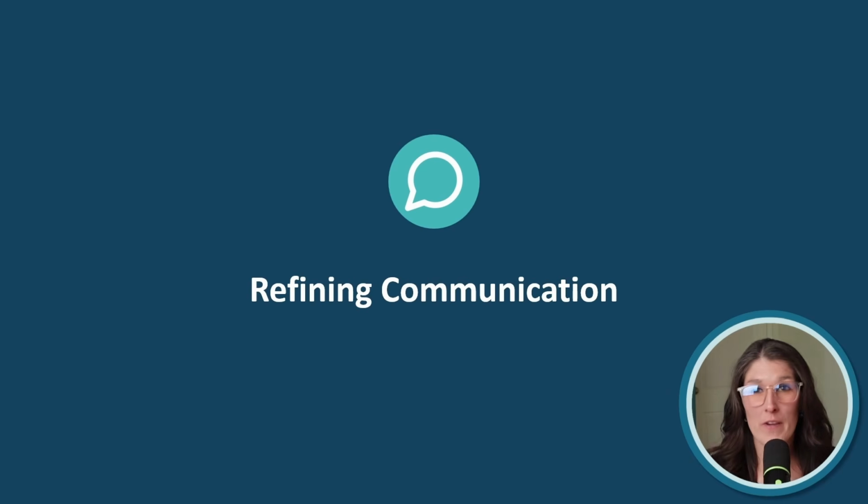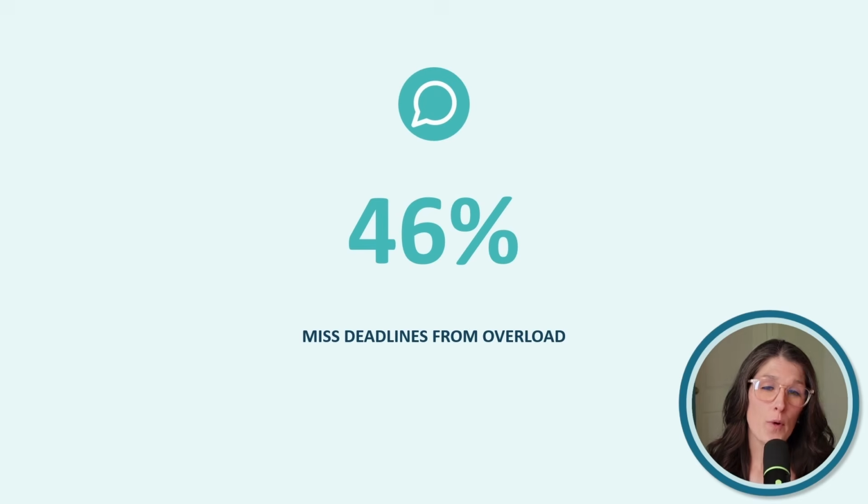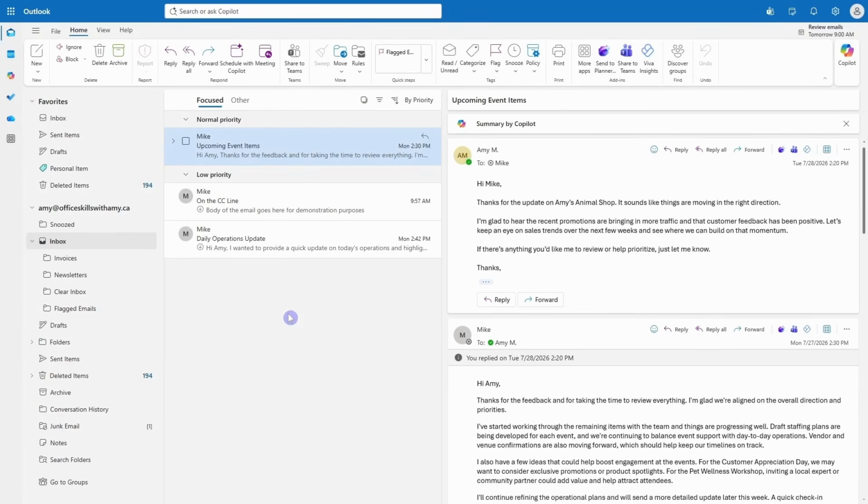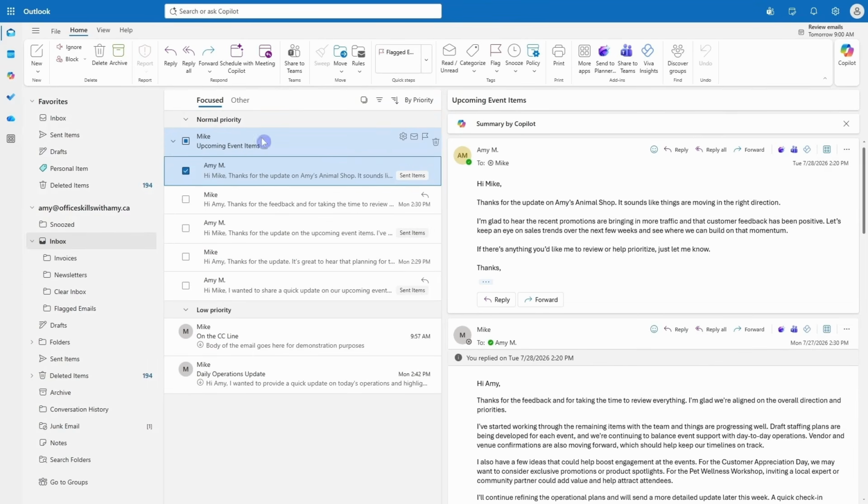R is for refining our communication habits. Now, 46% of the workforce say that they miss deadlines from email overload. So, this section is all about how we can refine our approach to communication from a different perspective so that we can minimize emails and streamline collaboration. Now, firstly, we can see here that Mike and I have this back and forth email thread. And you know what? It would really just be beneficial to create a meeting. Now, all users can just go meeting, and that's going to create an event from this email thread here.